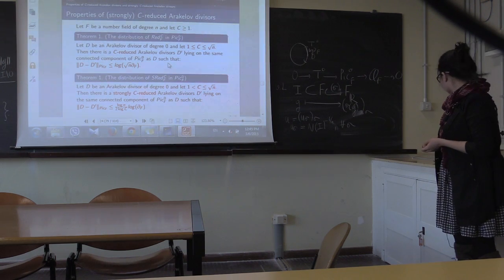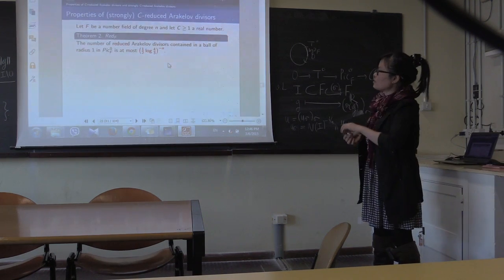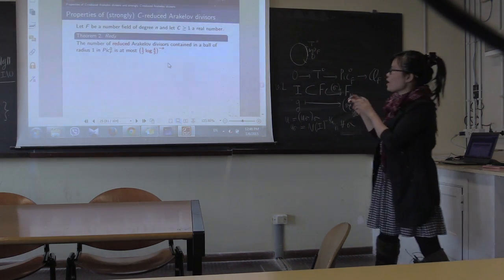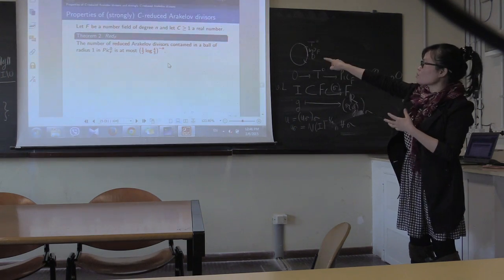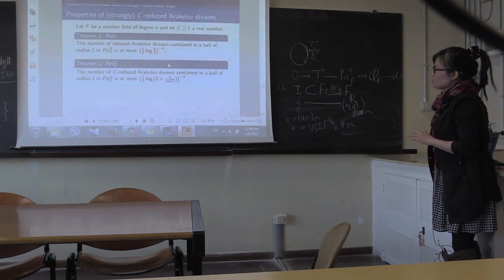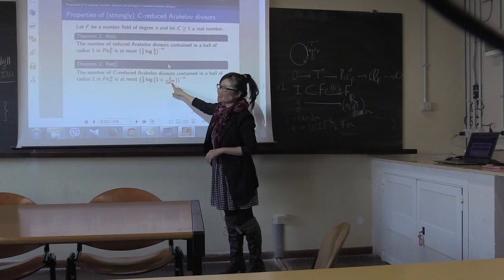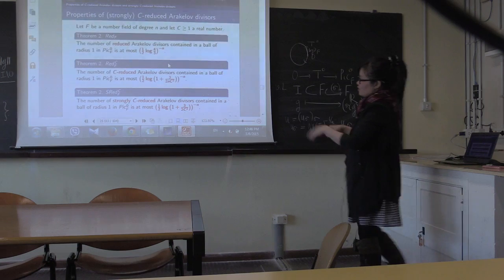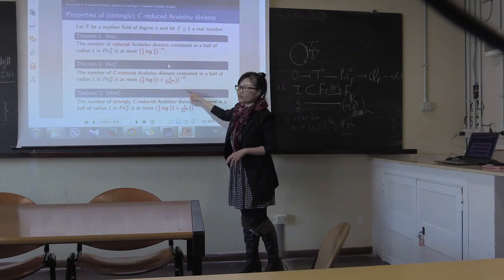And the last one is we can bound the number of reduced Archimedes divisors in a ball of radius 1 in Pic 0 of f. The number of reduced Archimedes divisors in a unit ball is bounded by this number, and it depends on the degree of the number field n. For C reduced, we have a similar result, but it depends also on C. And for strongly C reduced, it's nearly the same, but here the denominator doesn't have the number n, but nearly the same.